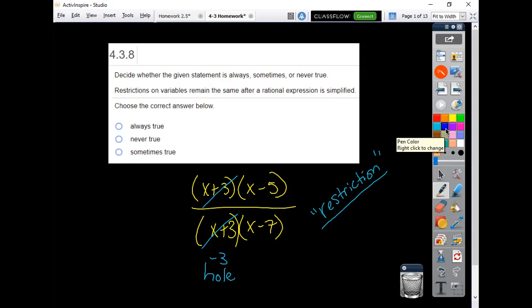Restrictions on variables remain the same. So that is still always true. There might be some weird situations where it's sometimes true, but I think what they're really getting at is x can still not equal negative 3, and x can still not equal 7. But there might be some really peculiar situations where they're referring to something else. But I would say that is still always true.